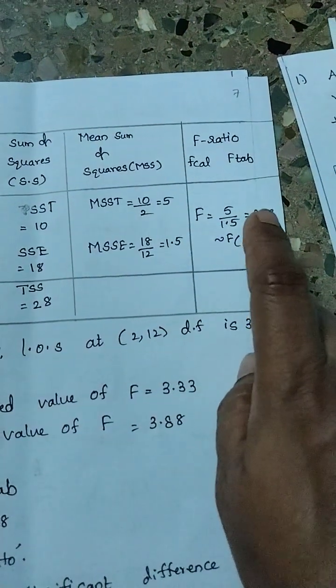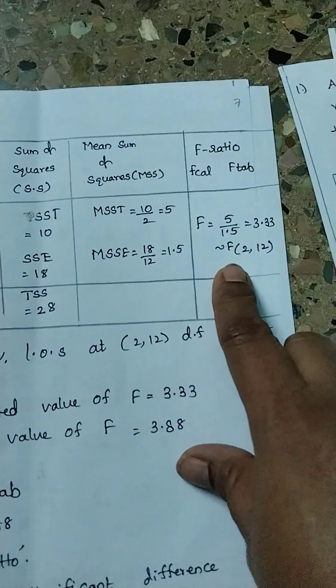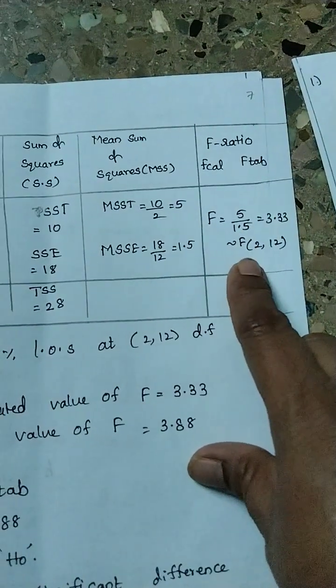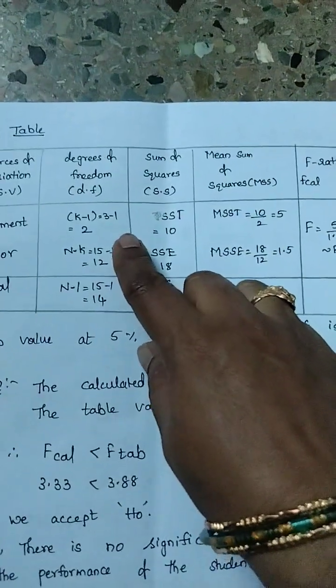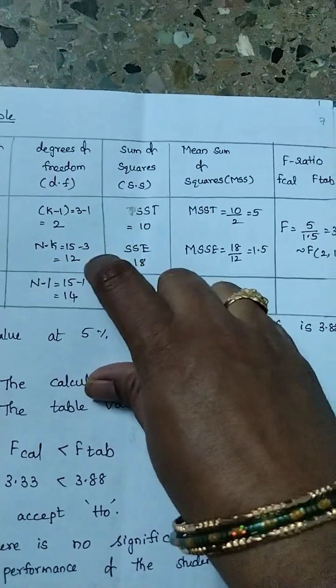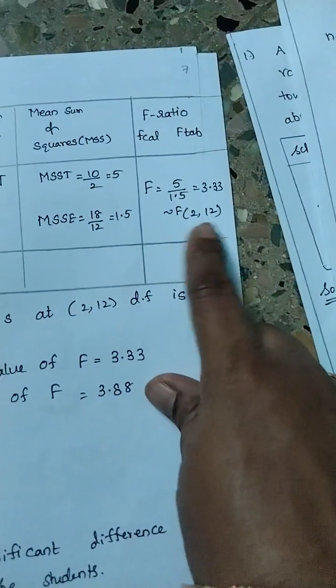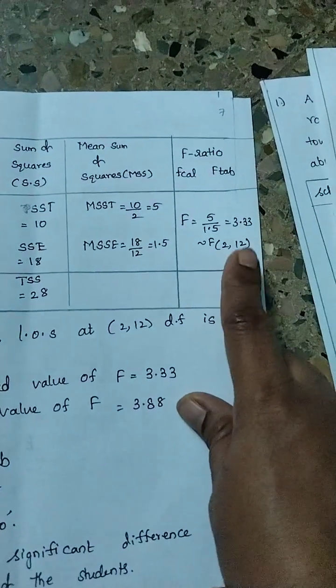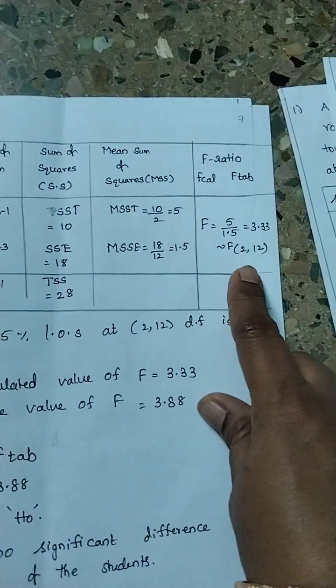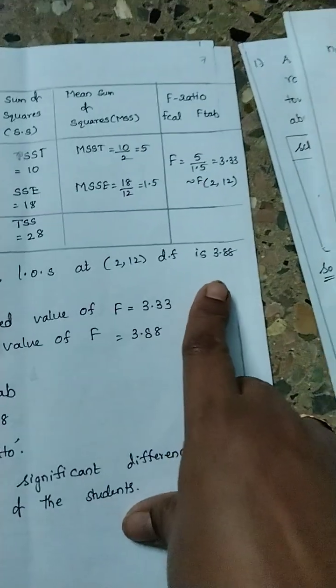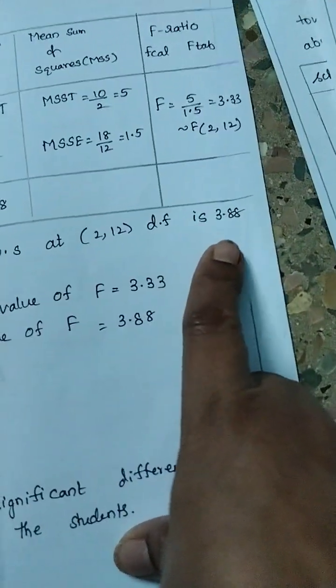Now we are going to compare with the F table value. You compare the F table value at its respective degrees of freedom, that is 2, 12. See, F at 2, 12. This you are going to get from the F table, which is nothing but 3.88.